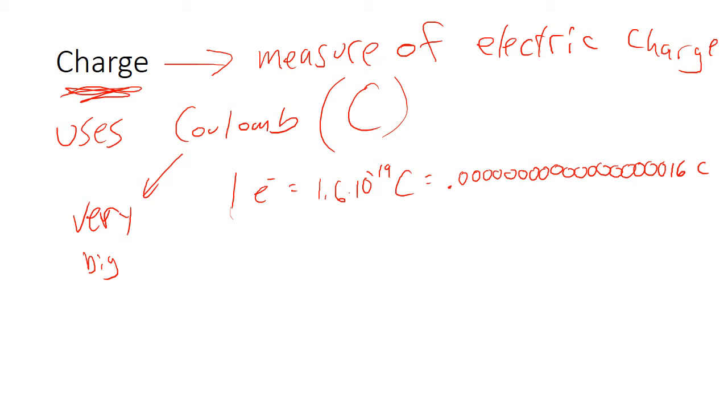But what you should think about is, if you have more coulombs, you're going to have more electrons. Each electron has one portion of the charge, and if you have more charge, you have more coulombs. Which takes us to voltage.